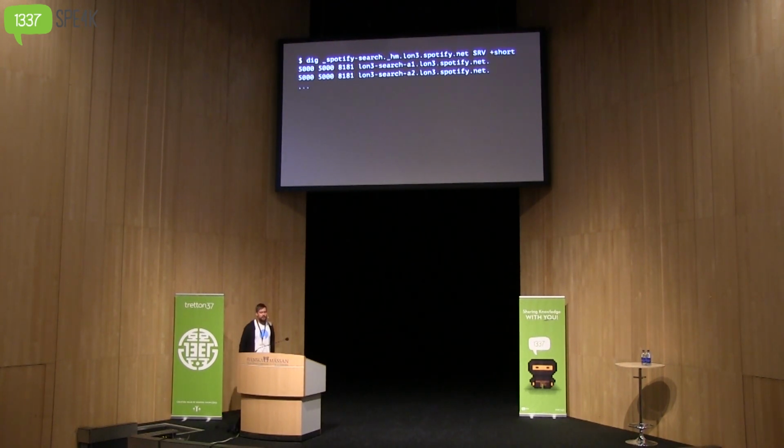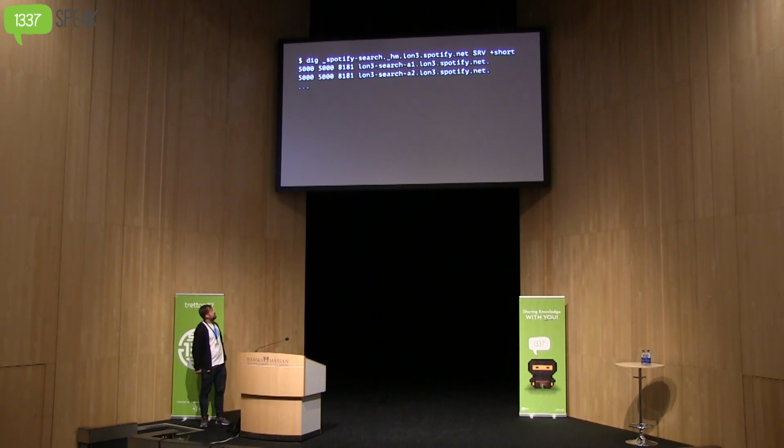So if I do dig, which is just a simple command to do DNS lookups, and I send this service name, which is a weirdly formatted string, which says Spotify search for finding the search service. HM is short for this Hermes protocol that I mentioned before. And then this is deployed into what we call a pod, basically a deployment unit of hardware, called LON3. So it's in our London data center. And back you will get a list of nodes that represents this service.